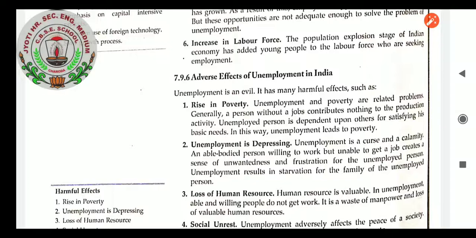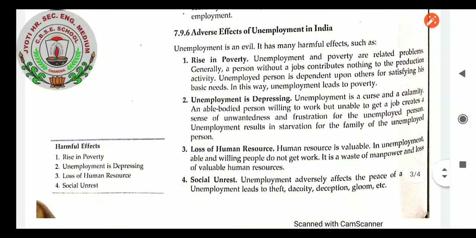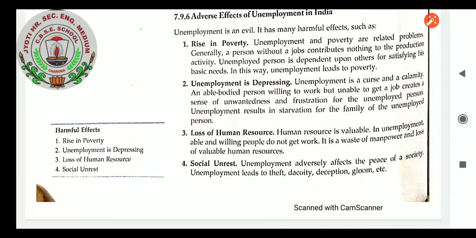So there is an increase in labor force. Adverse effects of unemployment in India. Unemployment is an evil. It has many harmful effects such as rise in poverty.